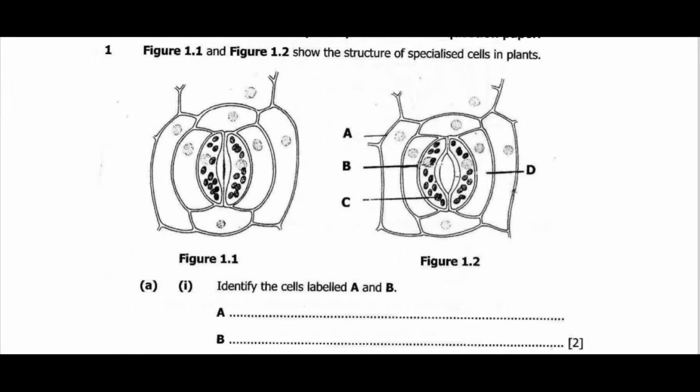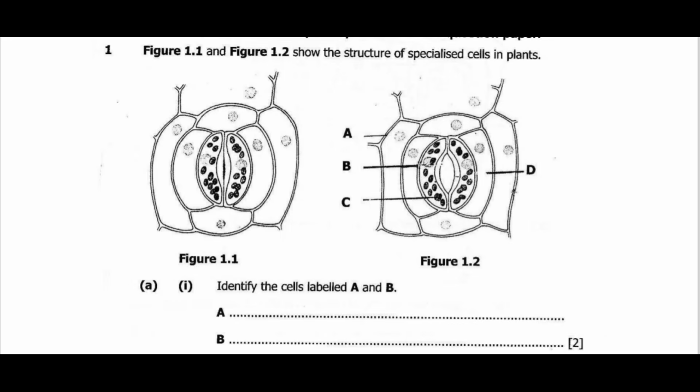Welcome folks to this tutorial where we are going to look at biology paper 2 for the year 2015. So question 1 reads, figure 1.1 and figure 1.2 show the structure of specialized cells in plants. So we have two figures here. Then we also need to have the images, what each image and the cell represents in biology.